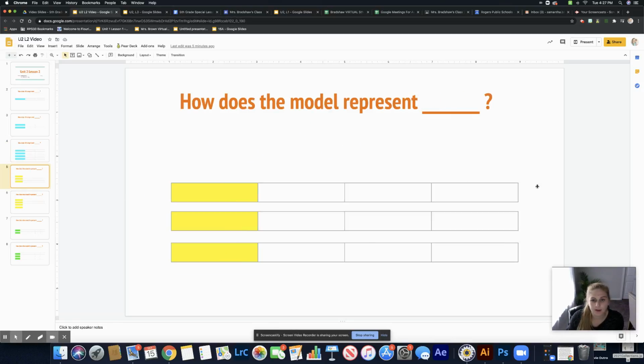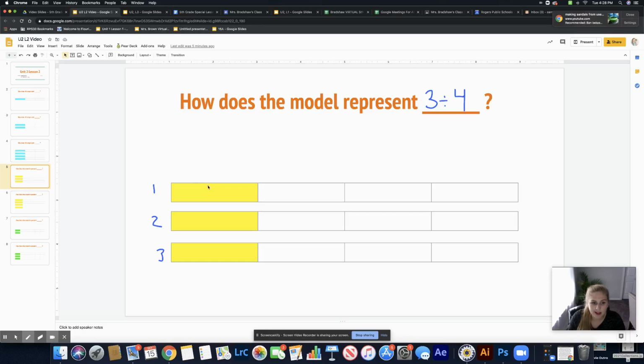Here's another one. I want you to pause the video now to try this one on your own. So what do we think that this model represents? First, I have to figure out how many wholes I have. I have 1 whole here, 2 wholes, 3 wholes. So I have 3 divided by how many pieces each whole is broken into? I have 1, 2, 3, 4 parts that it is broken into. So 3 divided by 4.